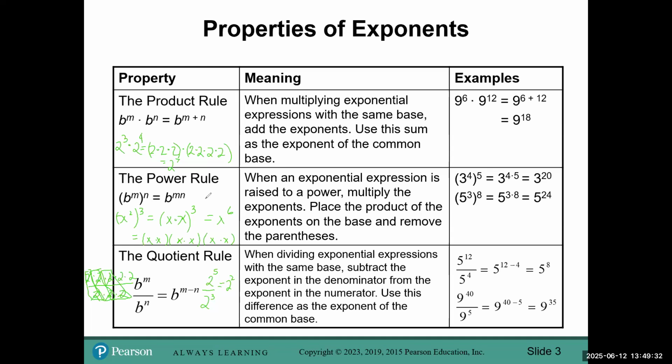So this is where these, I don't really even like to call them rules. I like to call them properties because we didn't just make up some arbitrary rule. This is how the math works. So these are properties of exponents, but sometimes also called rules as well.